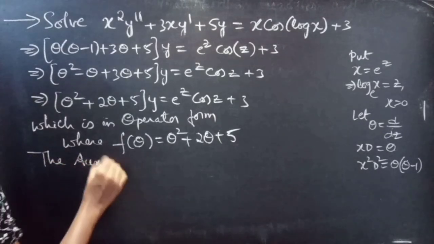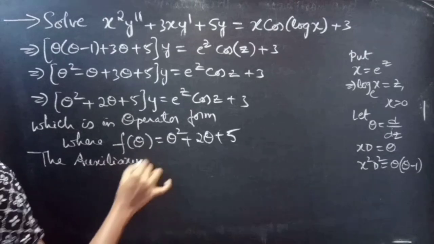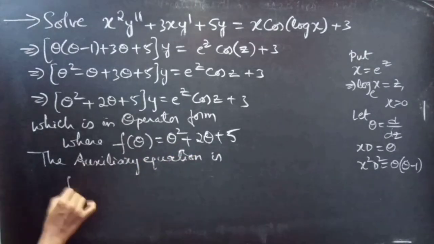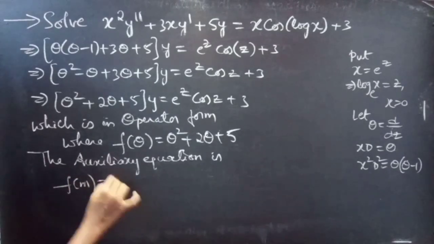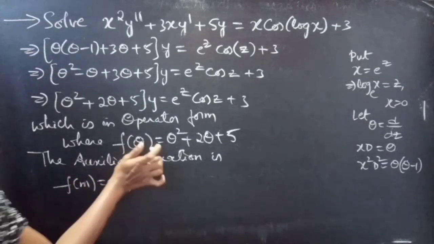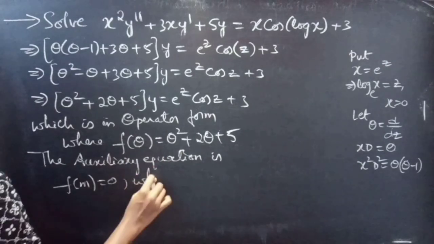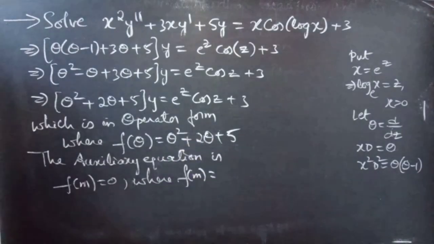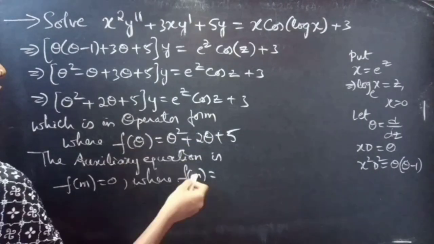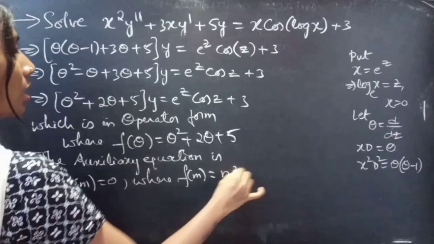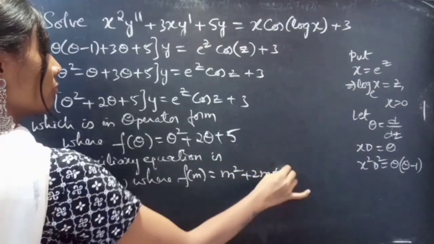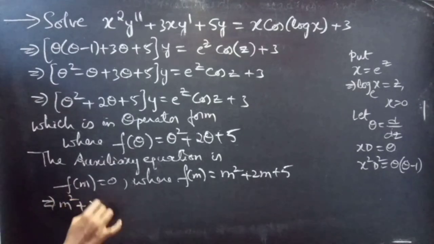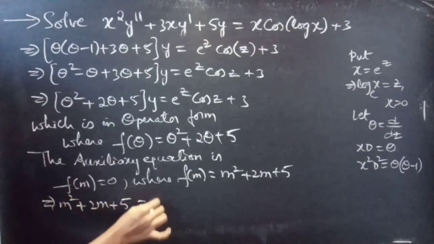The auxiliary equation is f of m equals 0. Where f of theta is theta square plus 2 theta plus 5. Let's replace the differential operator by m, so that we'll get f of m equals m square plus 2m plus 5. Now our auxiliary equation becomes m square plus 2m plus 5 equals 0.